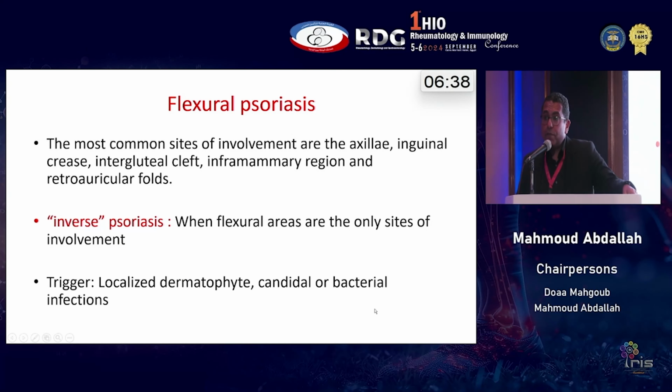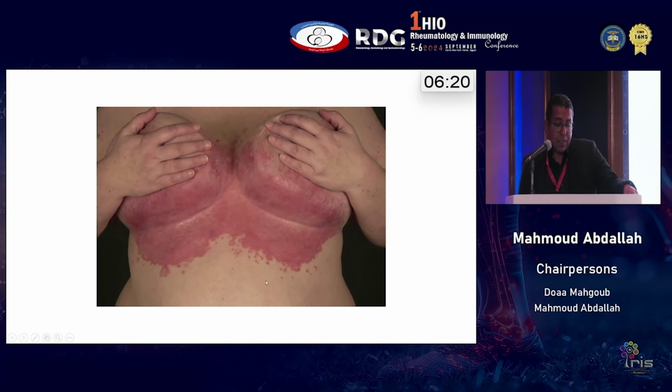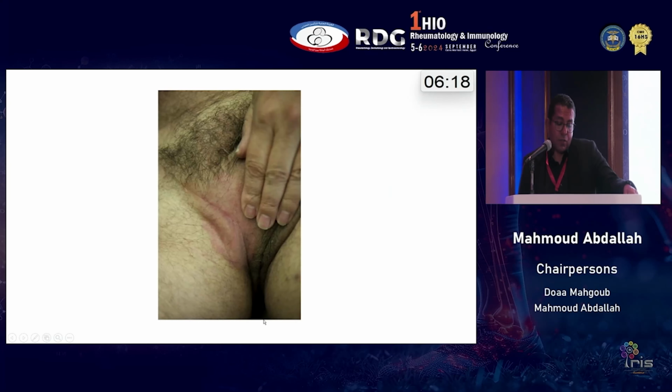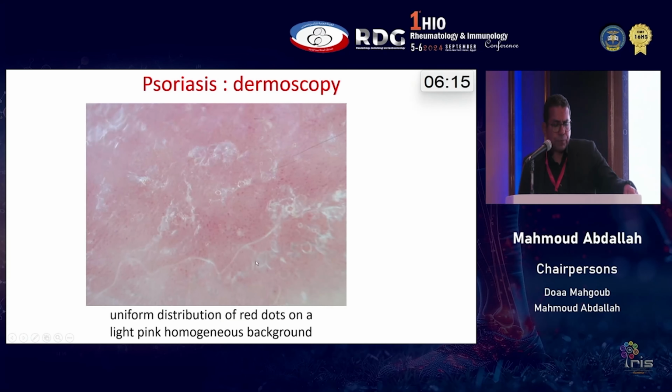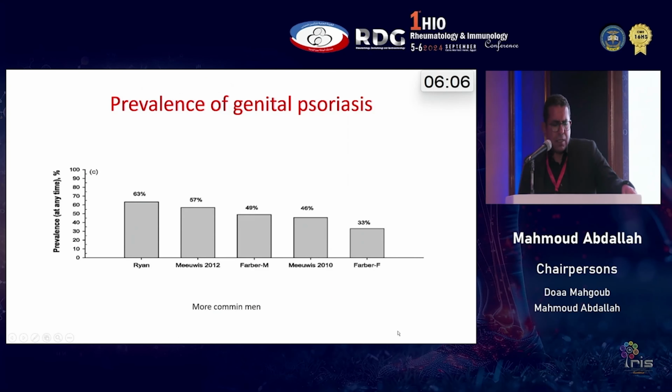The most common involved sites are the axilla, the inguinal crease, the intergluteal cleft, and if only the flexures are involved, we call it inverse psoriasis. Triggers might include localized dermatophyte, candida, or bacterial infection, and sometimes adding an antifungal is useful in these cases. This is one of the cases under the breast and the groin, and the dermoscopy is often helpful in diagnosis of these cases because many of them don't have really scales to see.